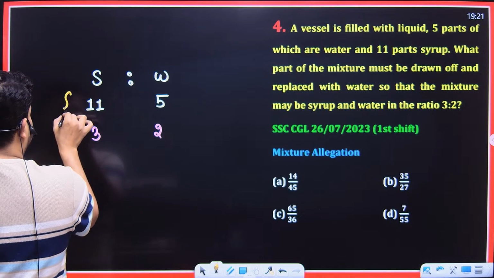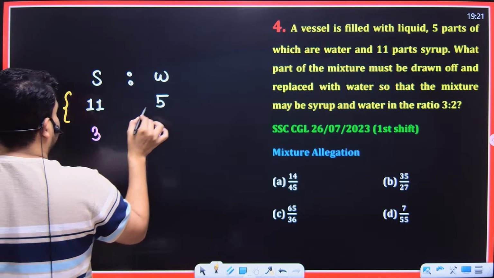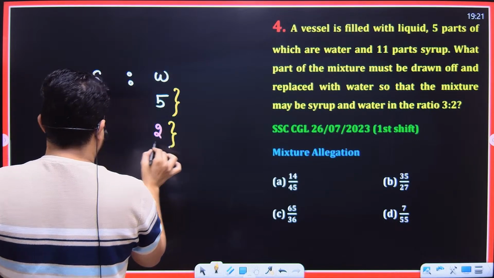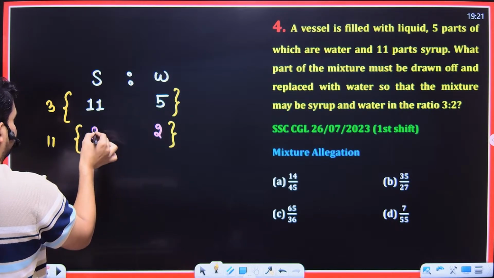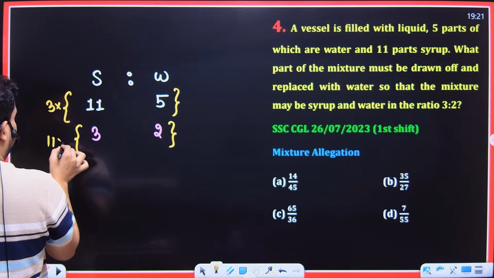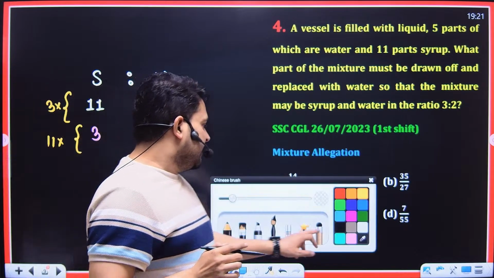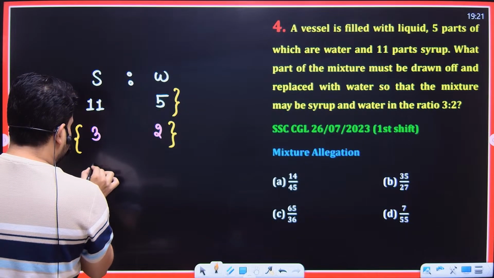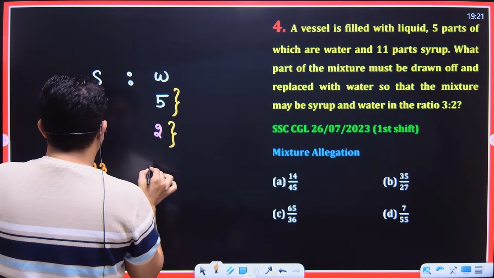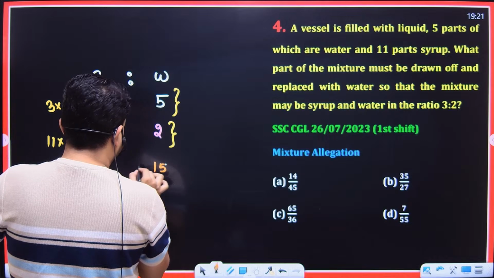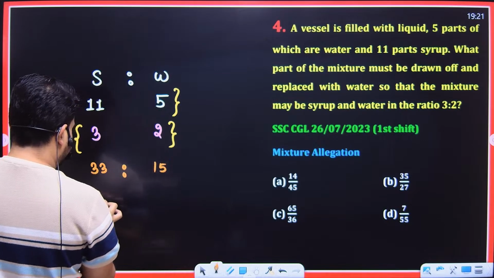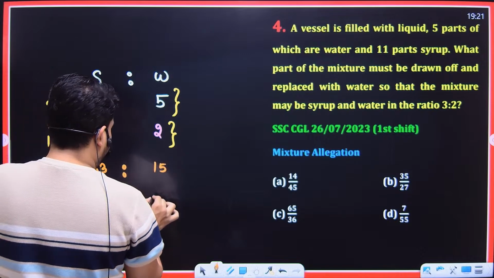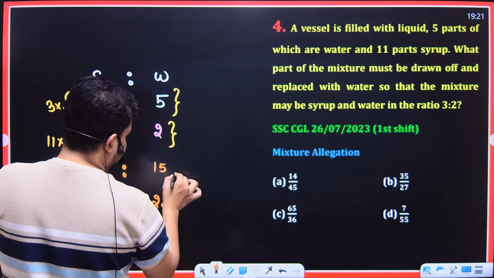What do we have to do? We have to make it 33. I will multiply this ratio by 3 and the other ratio by 11, because I have to make my syrup equal, and these are co-prime numbers, so I multiply them with each other. So my new ratio will be: if I have 33 syrup initially, then I have 15 water initially. If after replacing I have 33 syrup, then now I have 22 water. So this one is the replaced one.